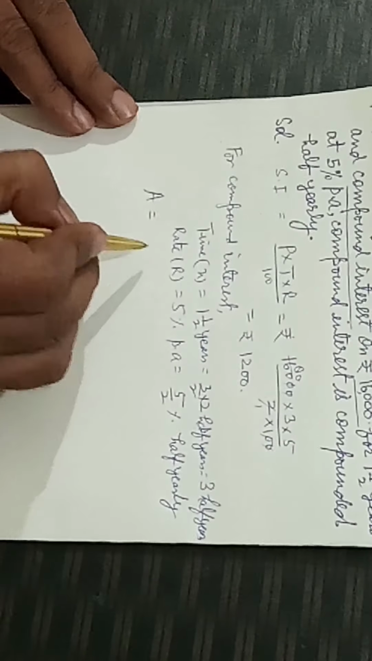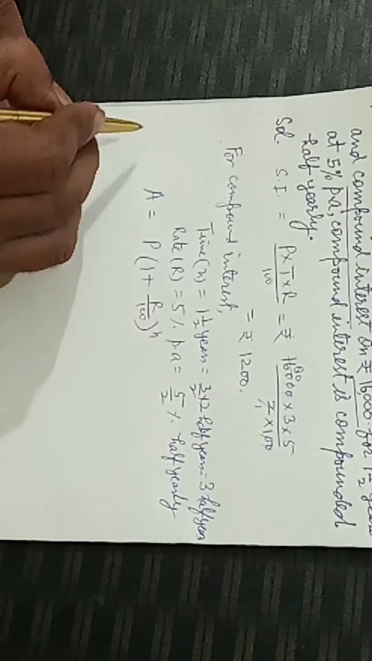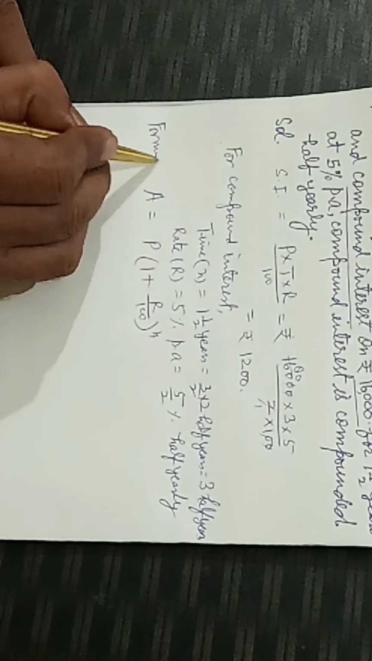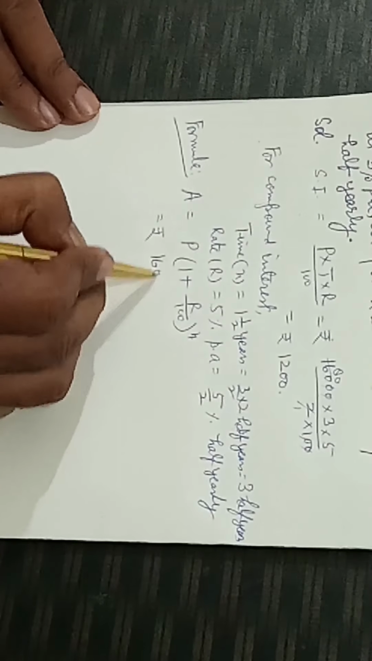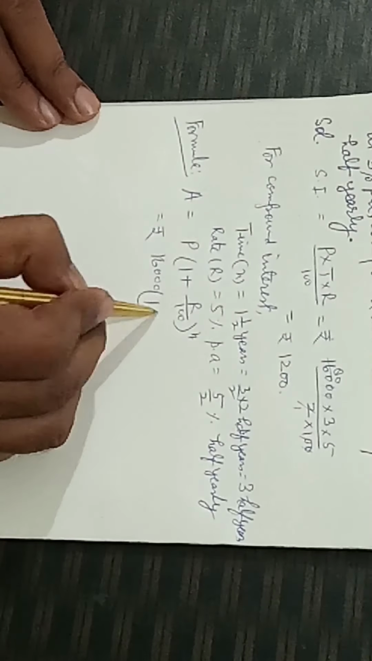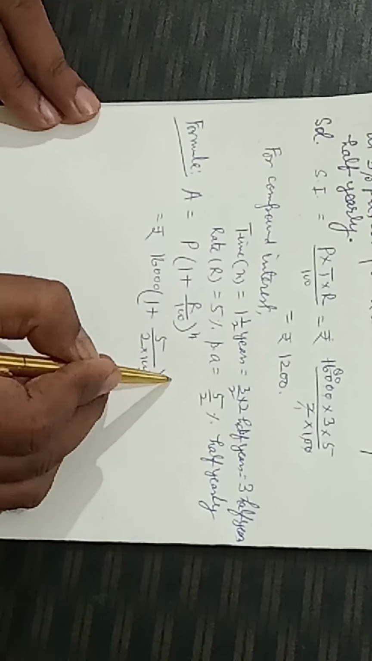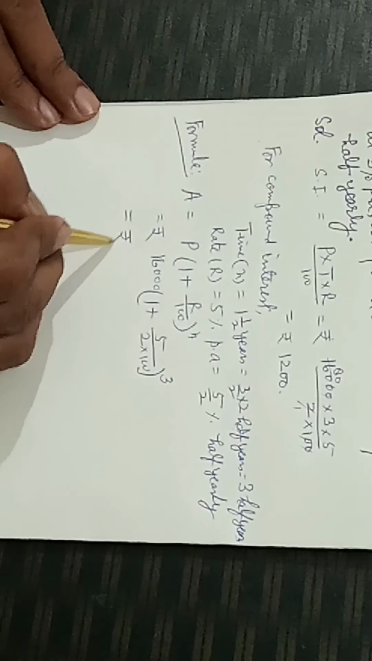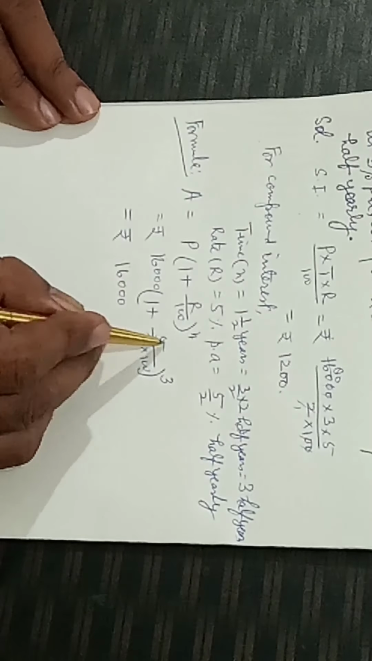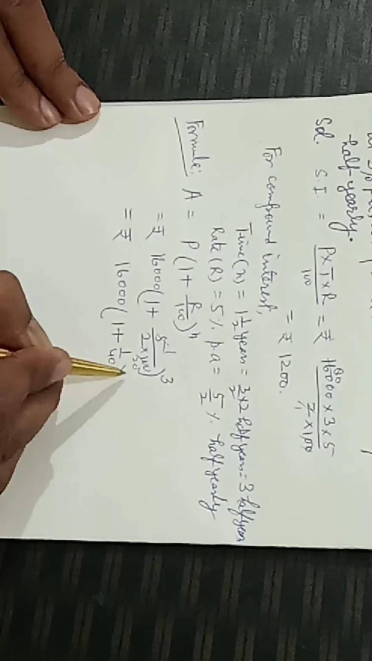Formula for amount is A equals P times 1 plus R upon 100 power n. This is formula. P is here rupees 16,000. 1 plus R. R is 5 by 2%, upon 100. Power n. N is 3 half years, 3. So this is equal to rupees 16,000, 5 1 times, 5 20 times. So this is 1 plus 1 upon 40 power 3.